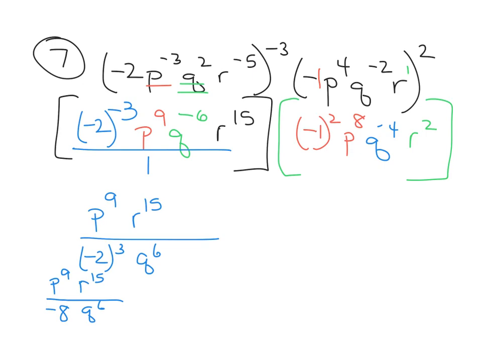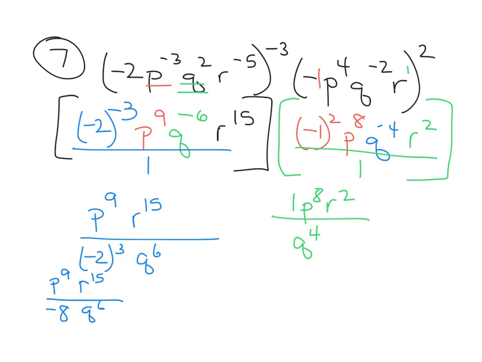So what's negative 1 squared? Negative 1 times negative 1 is 1. So technically my coefficient's just 1. P to the 8th is good. Okay, now again, remember this is a big fraction. So where's that q to the negative 4th got to go? It's got to go to the bottom. What about the r to the 2nd? Well, it's positive, so it stays on top.